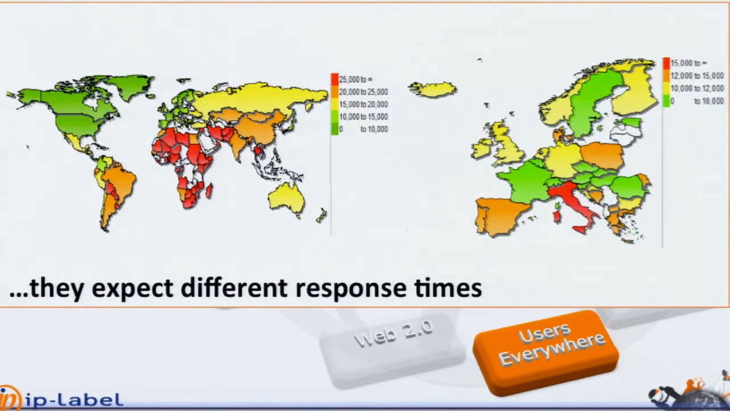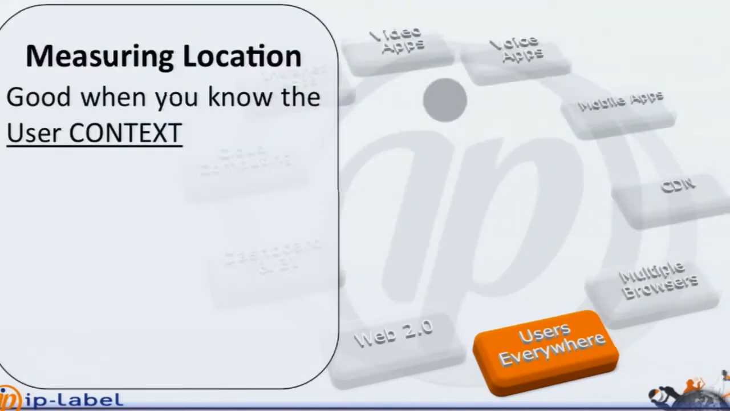Users also expect different response times depending on the location. You do not expect to have the same speed if you're in Tunisia, in the US, or in Scandinavia. So typically you also have to have different thresholds depending on the location, the country. But location, of course, is a key metric, but alone it really makes no sense, because location is also really dependent on the context of the usage.